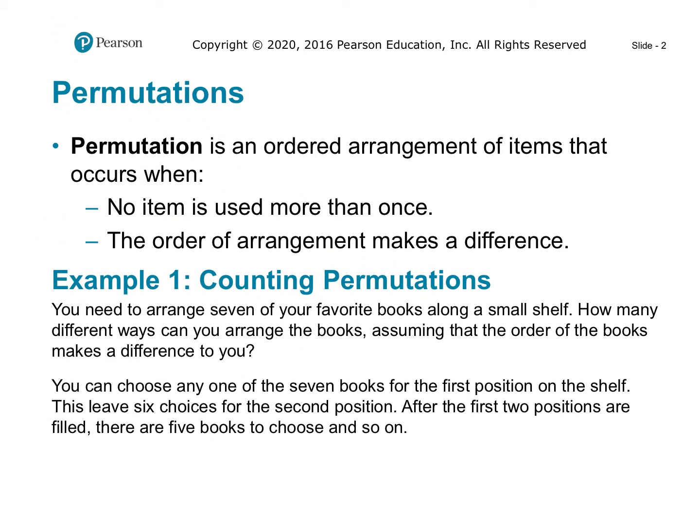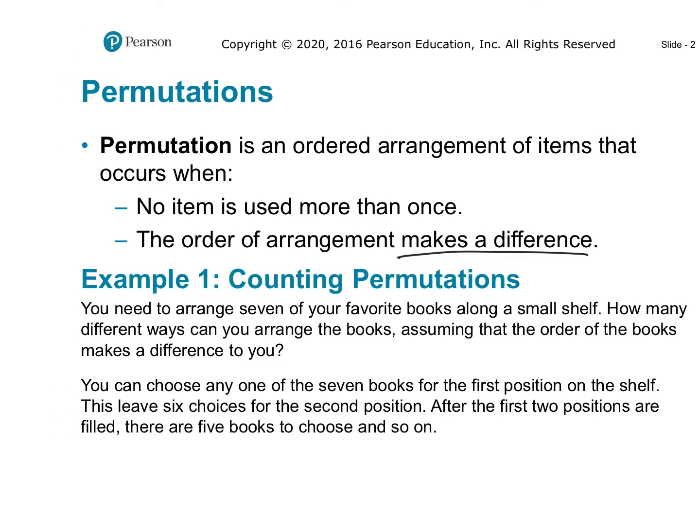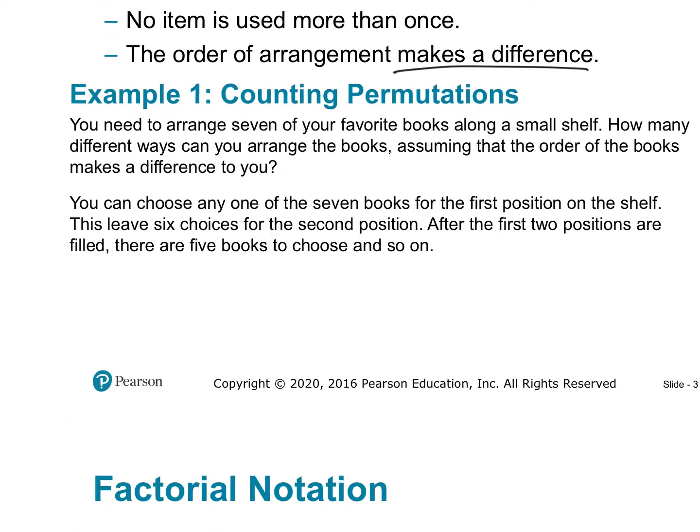So a permutation is an ordered arrangement of items that occurs when no item is used more than once. The order of arrangement makes a difference. So let's look at an example. It says you need to arrange 7 of your favorite books along a small shelf. How many different ways can you arrange the books, assuming that the order of the books makes a difference to you? So you can choose any one of the 7 books for the first position on the shelf. This leaves 6 choices for the second position. After the first 2 positions are filled, there are 5 books to choose from, and so on.